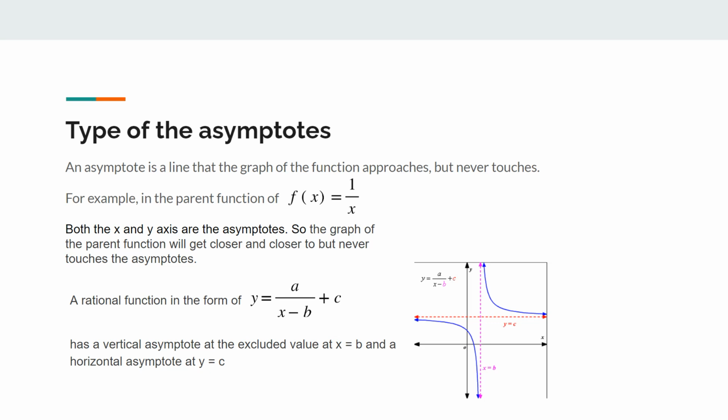So these are the types of asymptotes. Asymptotes are lines that the graph never, ever touches.